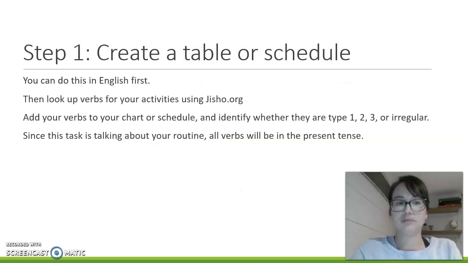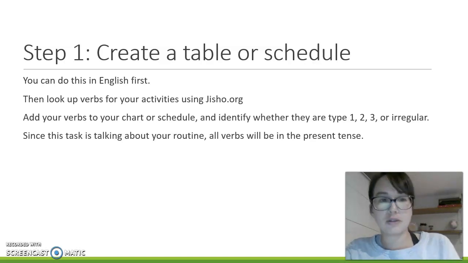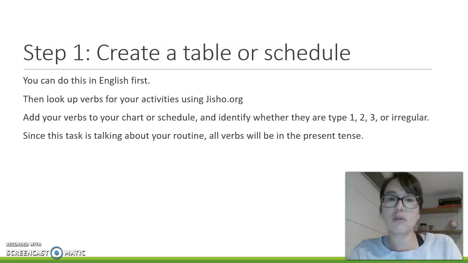Okay, so you should have already created a table or a schedule, and this will help you to plan out your writing. You've been asked to identify verbs in your chart and translate them into Japanese. In order to do this, it's really important to start identifying whether or not they're type 1, 2, 3, or irregular verbs.